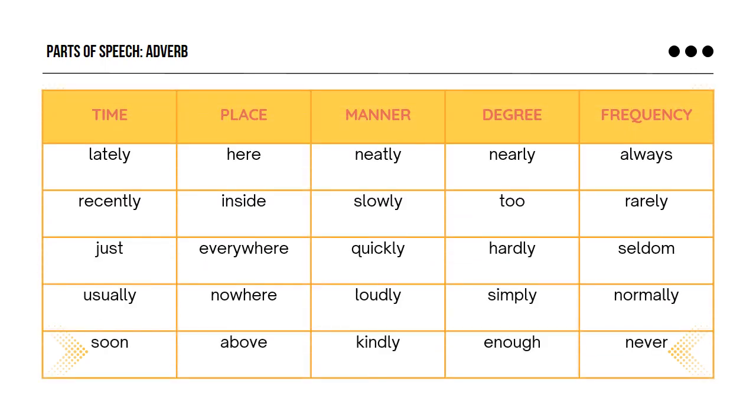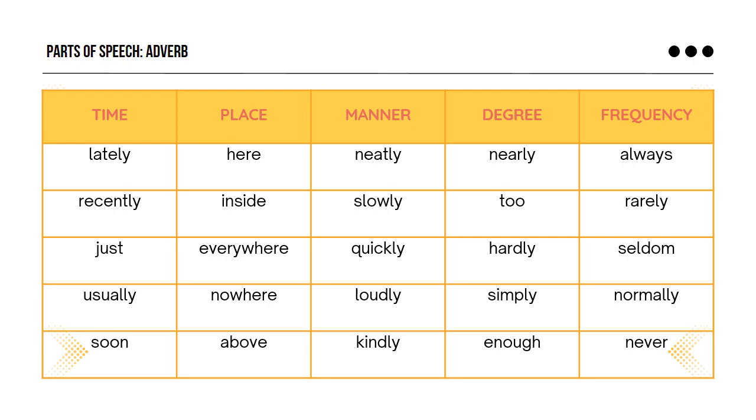Next, we have more examples of adverbs here. For time, examples of these adverbs of time are lately, recently, just, usually, and soon. When we talk about place, it says here inside, everywhere, nowhere, and above.